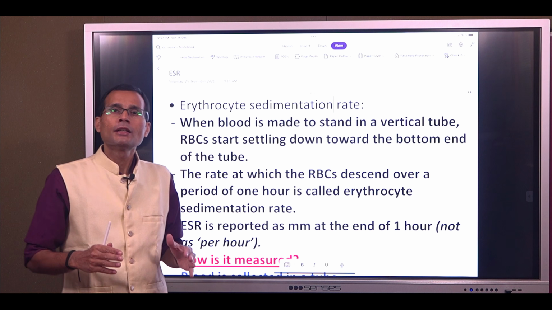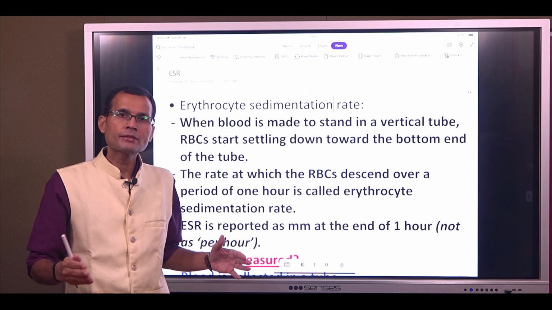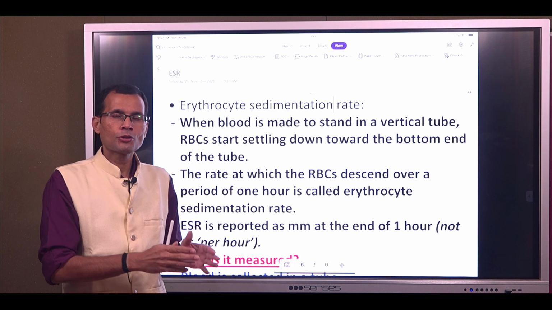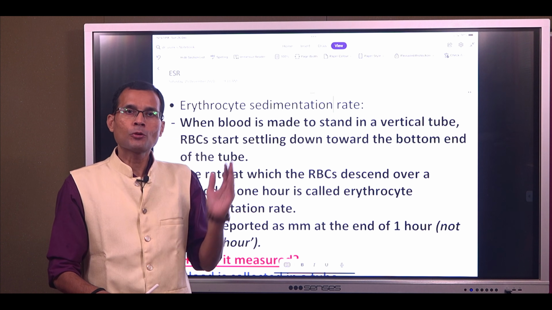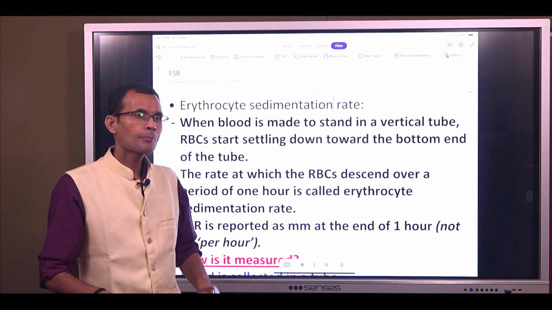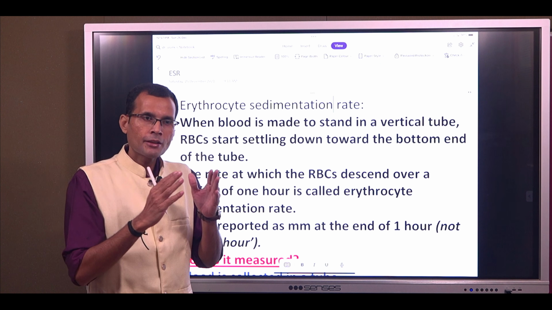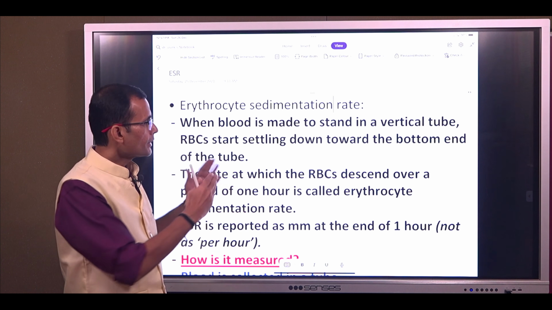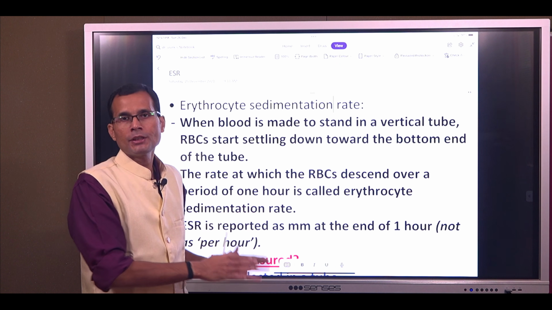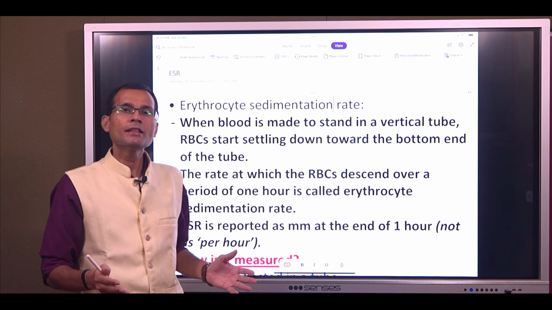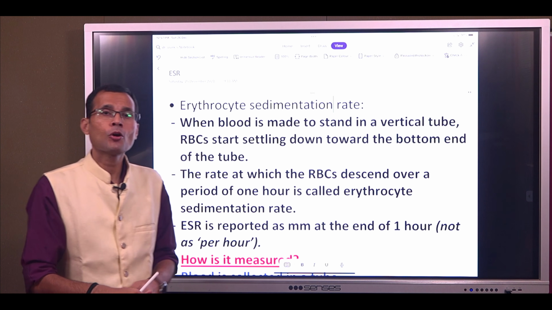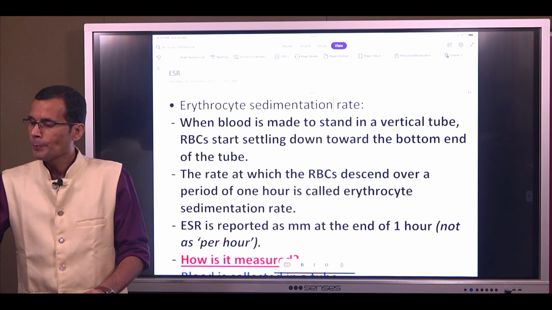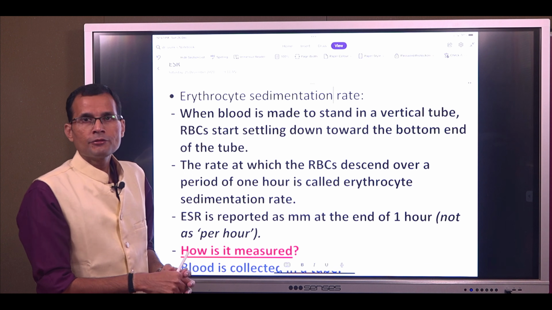So let's discuss this topic in three parts. We will discuss the physiology and biophysics related to the RBCs settling down or sedimentation rate of RBCs. We will describe the lab method, how this particular investigation is performed, and then the clinical application of the ESR. So let's start.